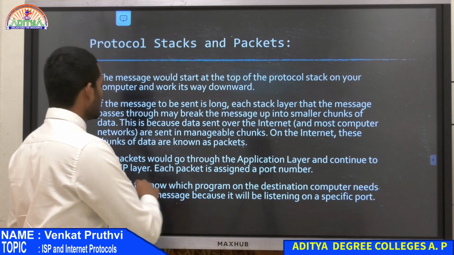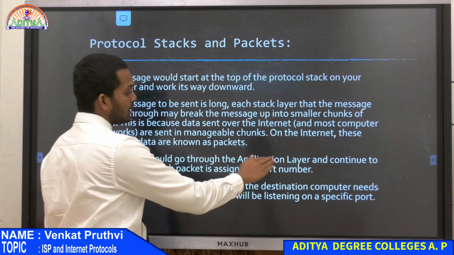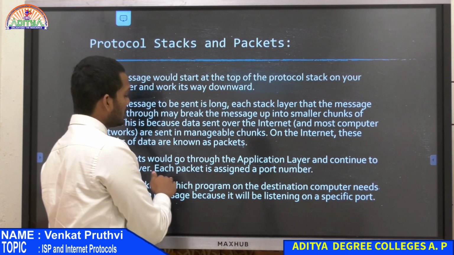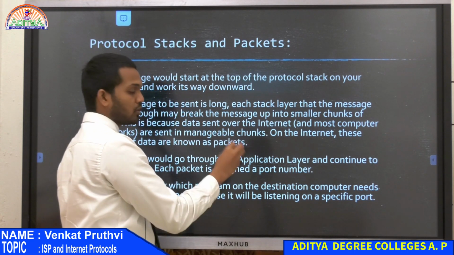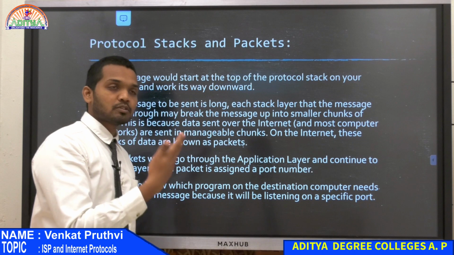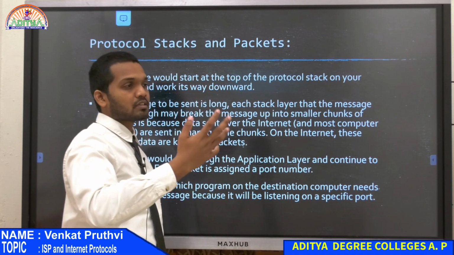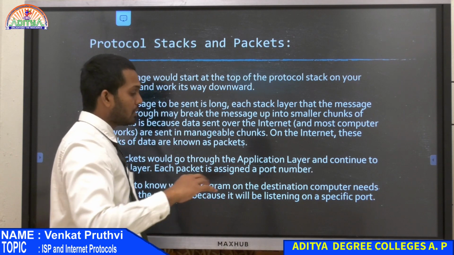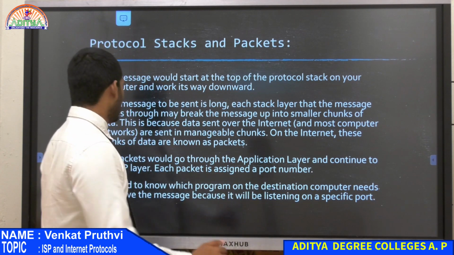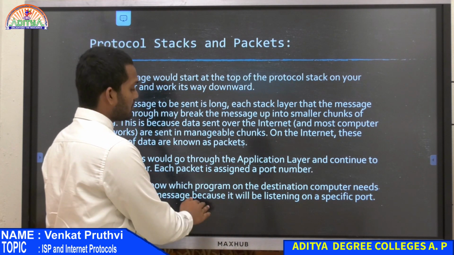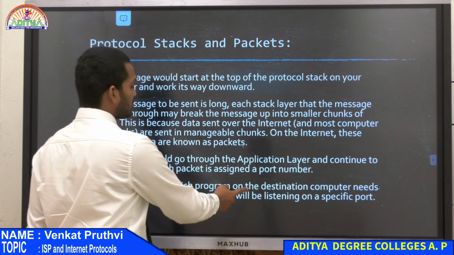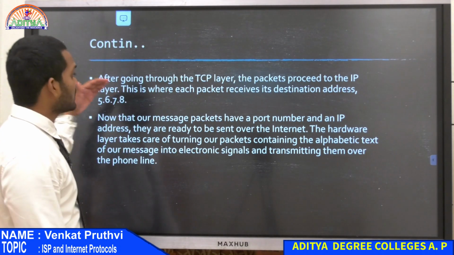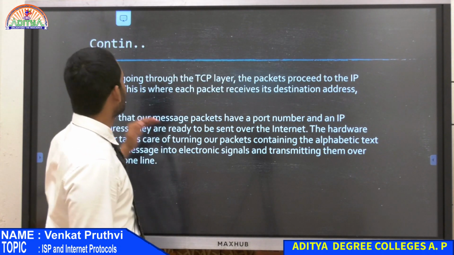So the packets would go through the application layer down and continue to the TCP layer. At that point, each packet is assigned a port number. There are several ports, as we discussed, and the application will be listening on a particular port. We need to know the program on the destination computer that needs to receive the message, because it will be listening on a specific port. And then after going through the TCP layer, the packets proceed to the IP layer.